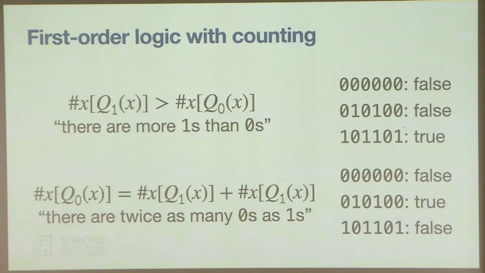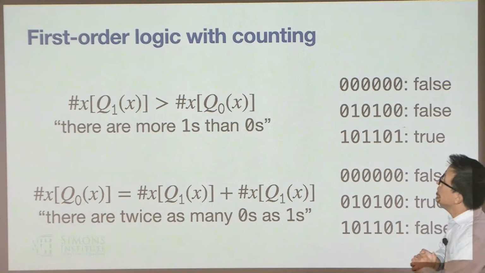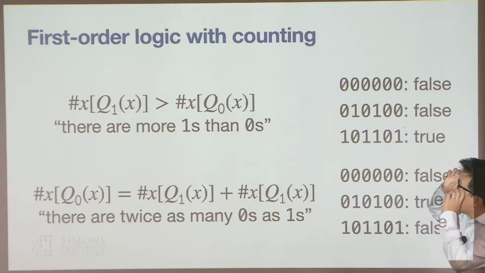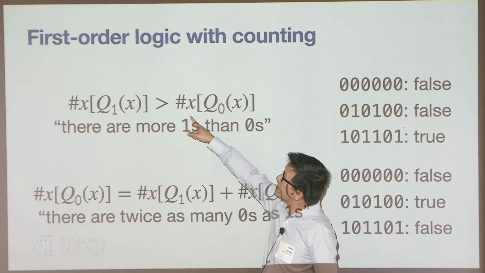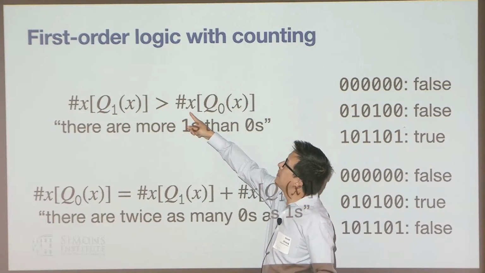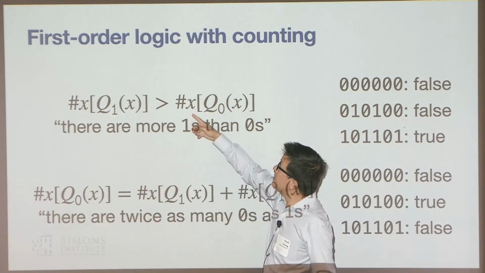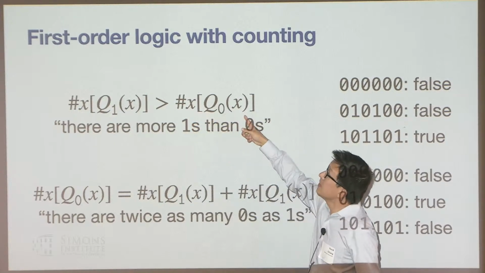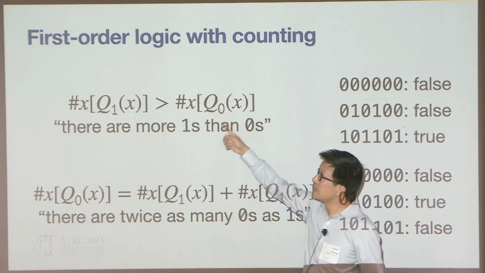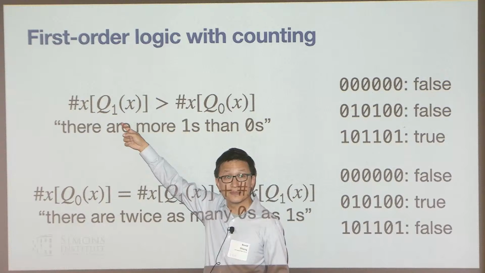Okay, so that brings me to the second part of the talk. Now we're going to look at logics that are extended with a counting operator. So we're back to first order logic, and we're going to add this sharp operator. It's kind of like a quantifier, but it produces a number instead of a true-false value. So this is the number of positions that have a 0 in them, and this is the number of positions that have a 1 in them.